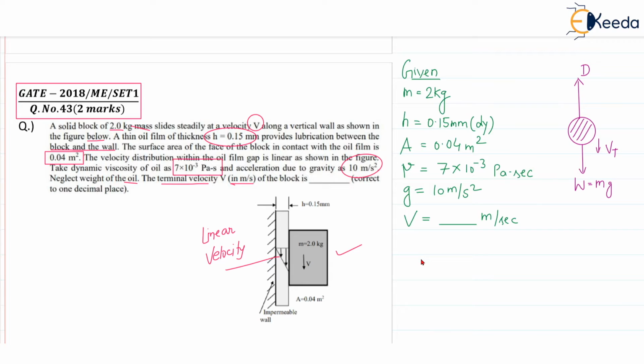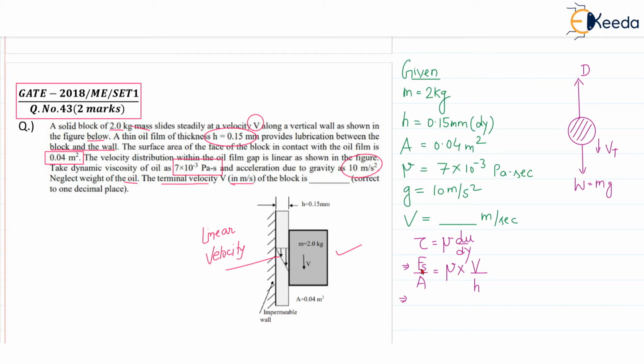We will be using the normal equation for shear stress, tau is equal to mu into du by dy. This is from Newton's law of viscosity: shear stress is directly proportional to velocity gradient. Shear stress is nothing but shear force by area, Fs by A, and this equals mu into du by dy. Here du is the velocity v, and in place of dy we can write h.